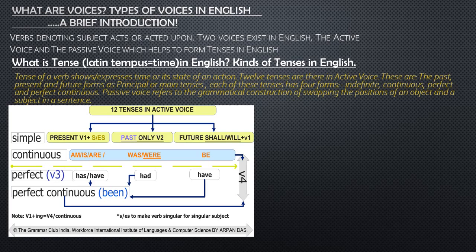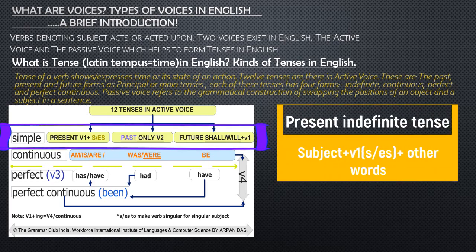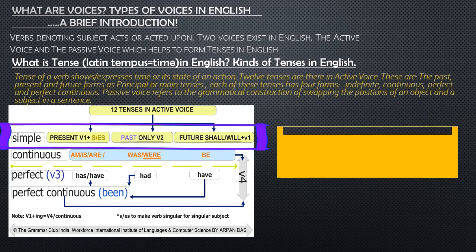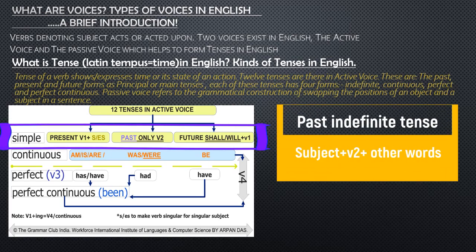Thus, for simple indefinite work stream, we have present indefinite with tense structure as subject plus V1 from conjugation of verbs plus s or es according to subject-verb agreement plus other words. For past indefinite work stream, we have past indefinite tense structure as subject plus V2 always plus other words.